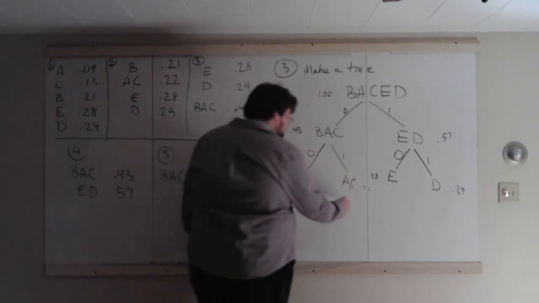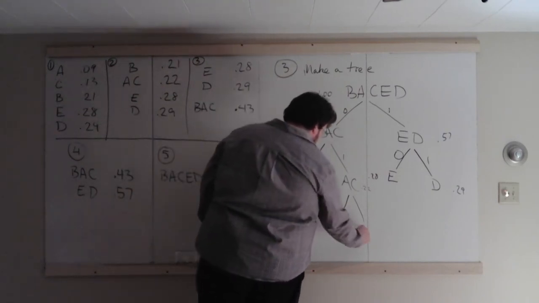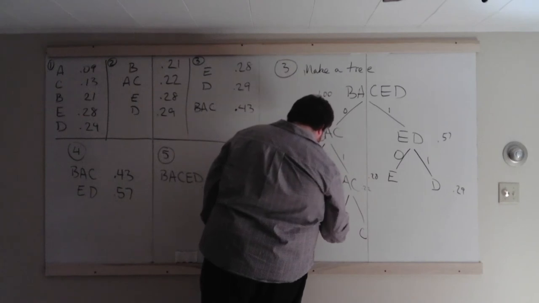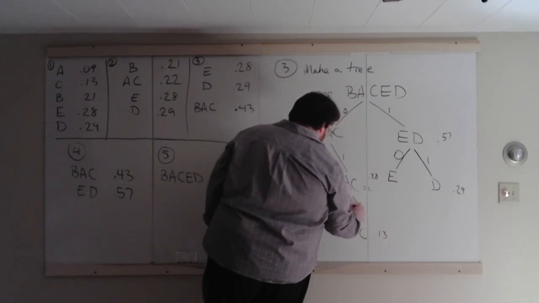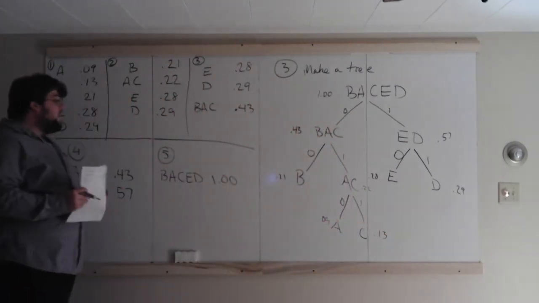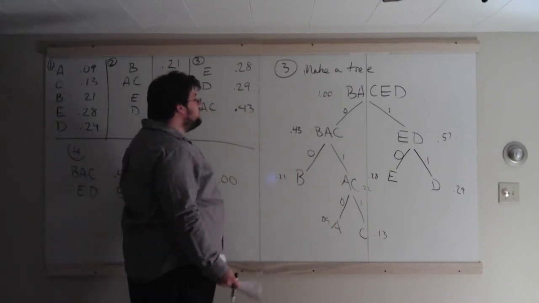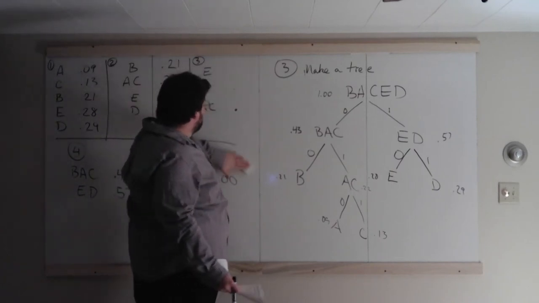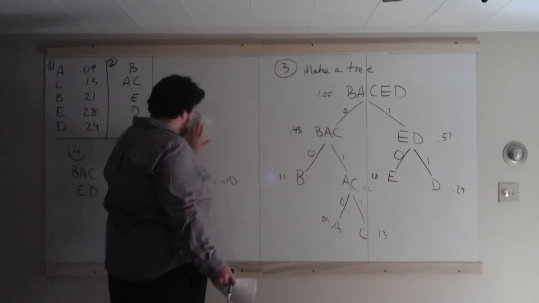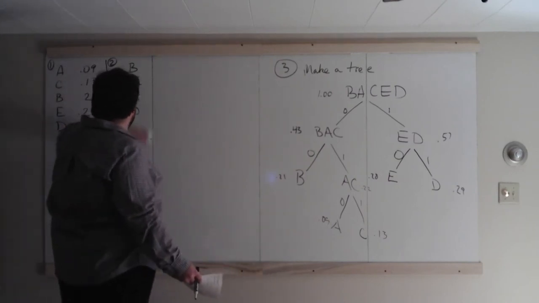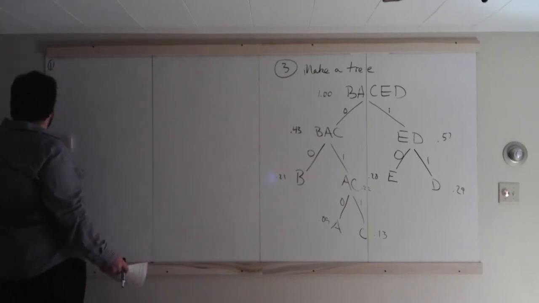The last breakdown we have to do is AC. A occurred 9%. C occurred, what was the other number? 13%. 9 is less than 13, so we put a 0 there and a 1 there. Now, how does this help us reach our goal? Well, we can use this tree to associate a string of zeros and ones to each of A, B, C, D, and E. A distinct string of zeros and ones to each of A, B, C, D, and E. So all of this work we did was to get us the following.